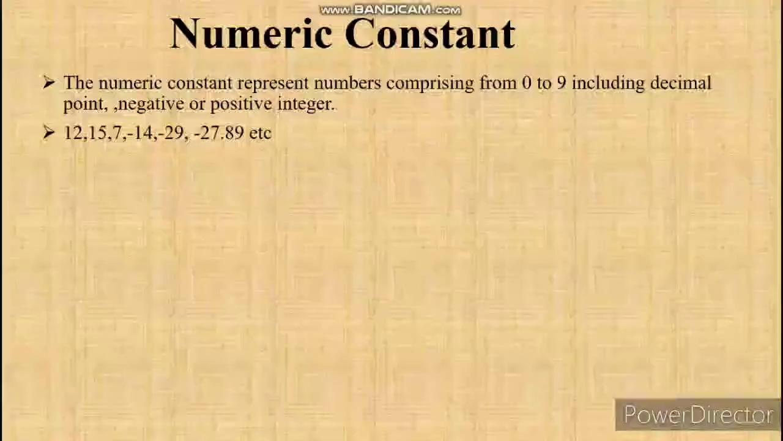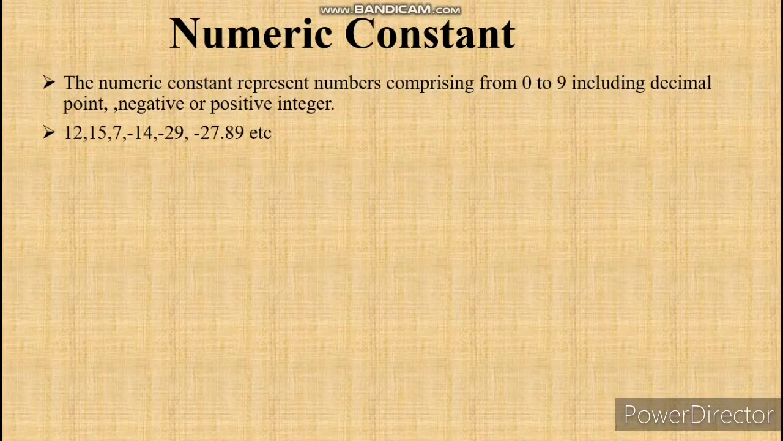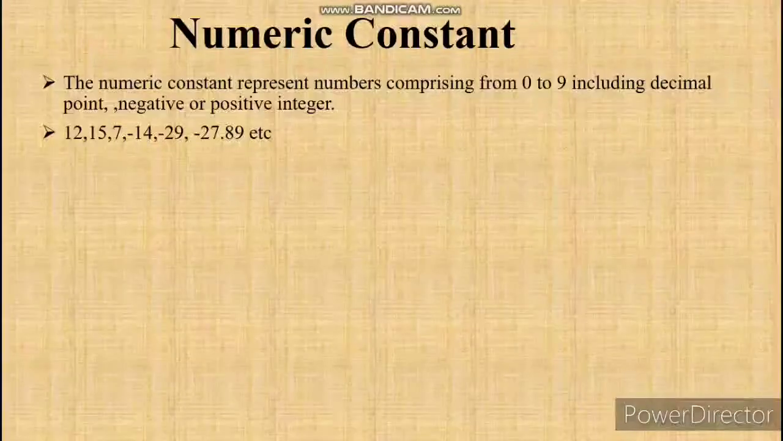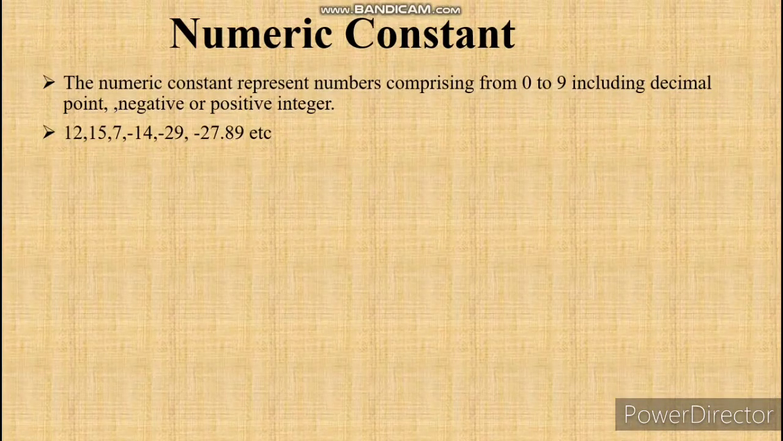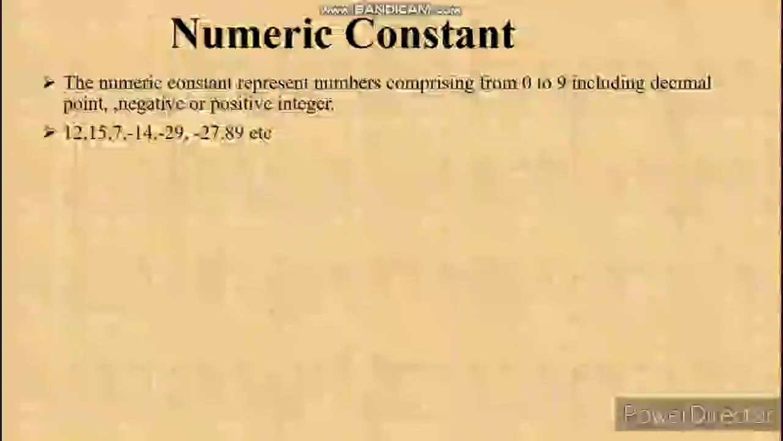I repeat once again: numeric constants are assigned numeric values. Right? A numeric constant is a constant that is assigned a numeric value.